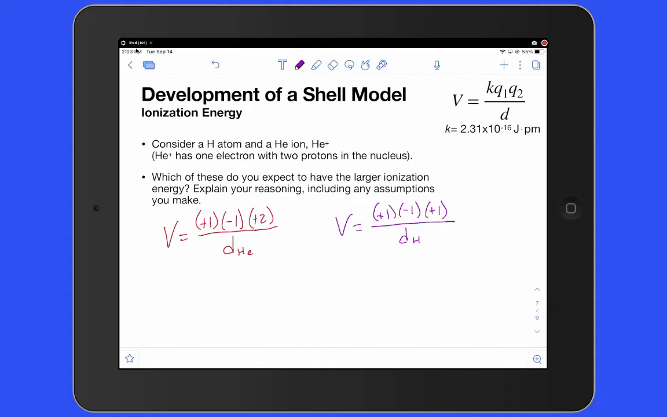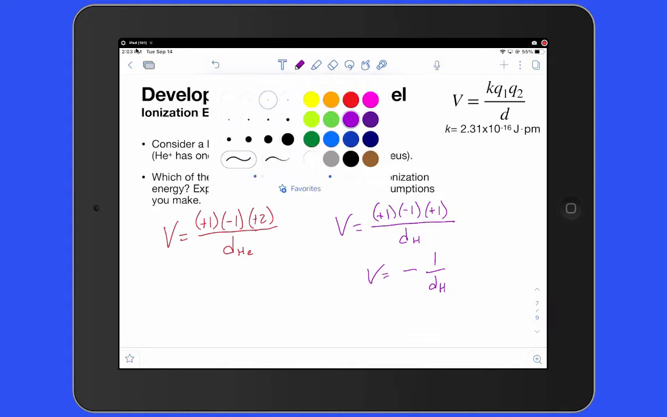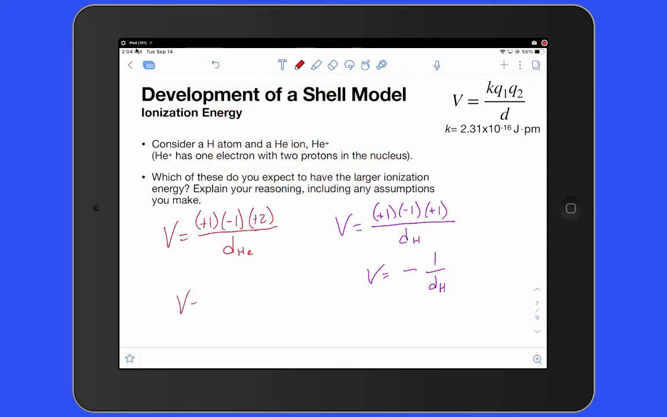Now, mathematically, we could simplify this and say, for this one, V would equal -1/dH, D hydrogen, for the distance of hydrogen. Okay with that? And for the helium, we could say V is equal to -2/d helium.